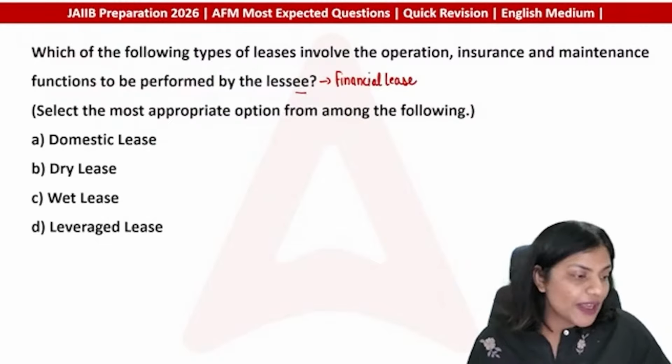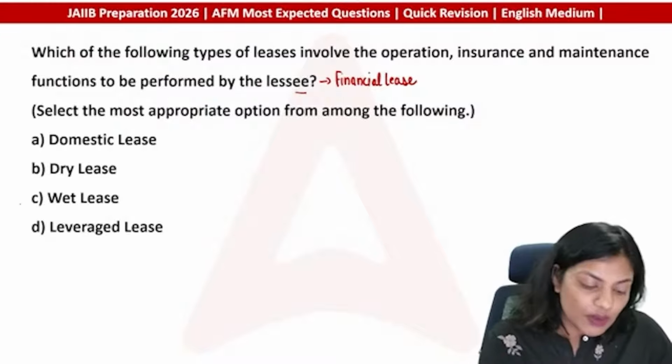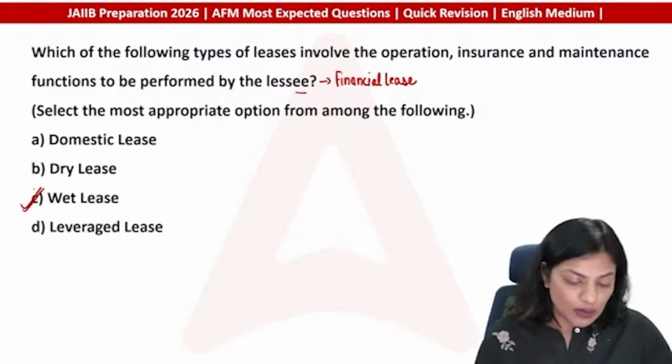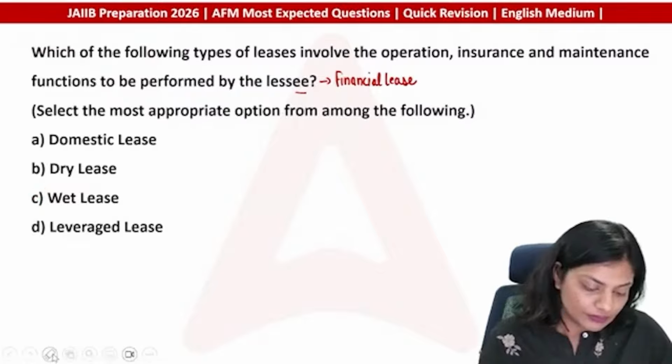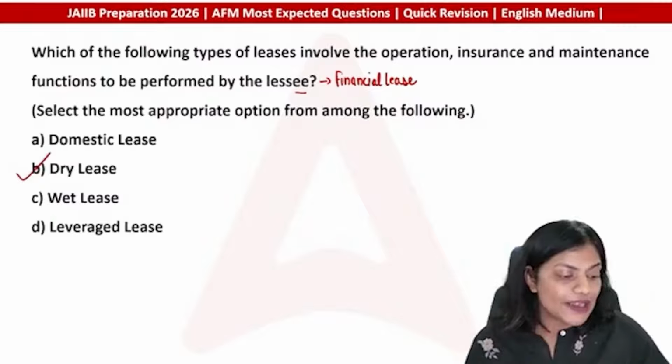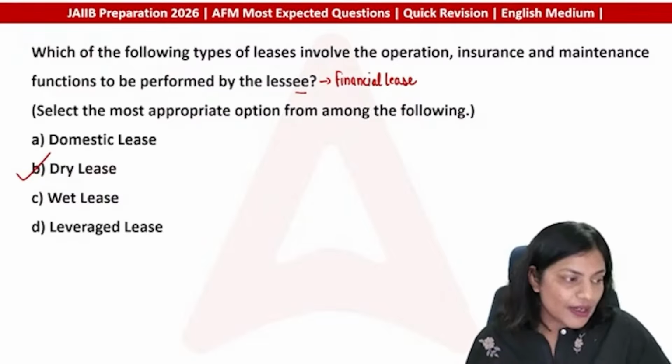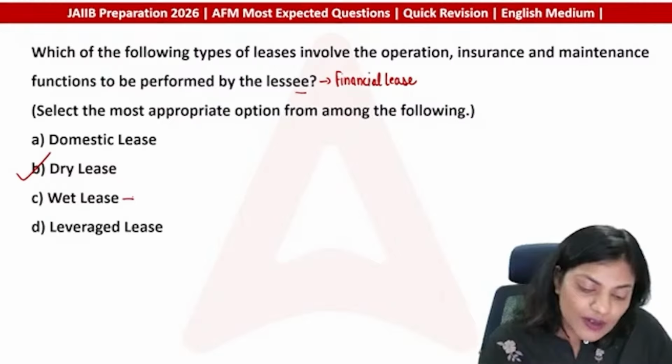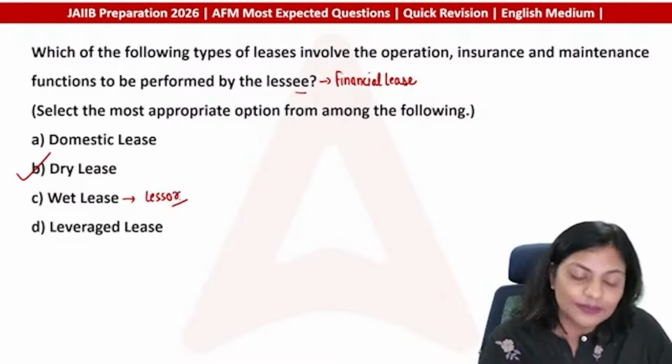And in case of financial lease, I'm looking forward for the answer. Who is responsible? What is it called? Wait, sorry, dry lease. Right. So in case when the lessee is taking all the responsibility, we call it dry lease. And in case of wet lease, all the responsibilities are performed by your lessor.